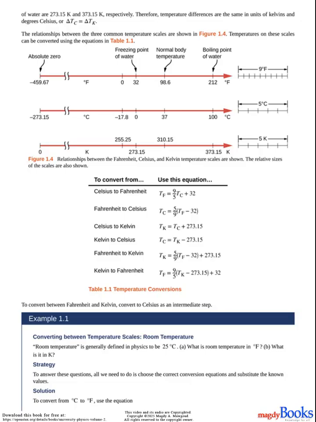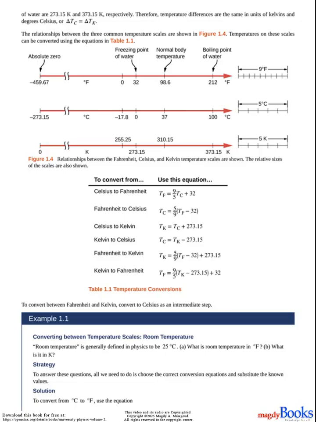Figure 1.4. Relationships between the Fahrenheit, Celsius, and Kelvin temperature scales are shown. The relative sizes of the scales are also shown. Table 1.1 Temperature conversions. To convert from, use this equation. 1. Celsius to Fahrenheit. T Fahrenheit equals 9 over 5 T Celsius plus 32. 2. Fahrenheit to Celsius. T Celsius equals 5 over 9 times (T Fahrenheit minus 32).